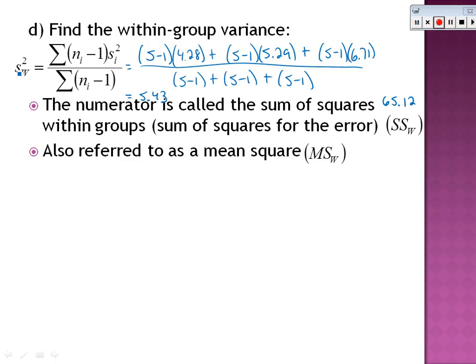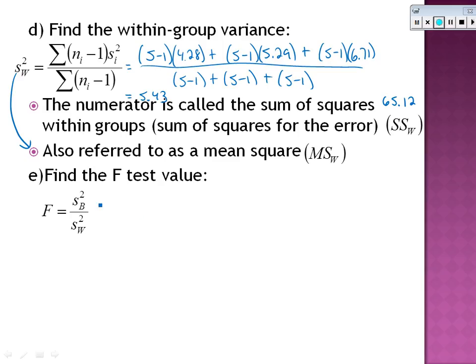The within group variance estimate is also referred to as a mean square, and the W for the subscript is for the within group. Next, we find our F-test value, so we take our between group variance of 84.87 and divide by our within group variance of 5.43. Again, these little squares are just there to symbolize the variance. We do not have to square these values.